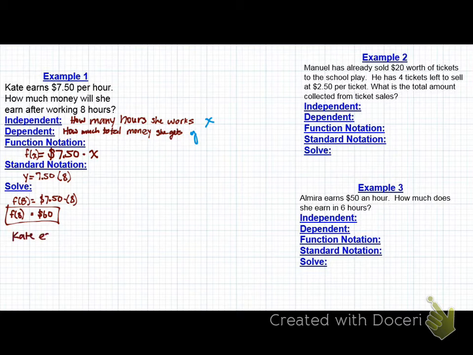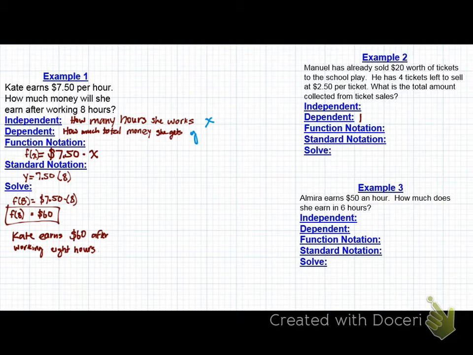Kate earns $60 after working 8 hours, okay? And that's it. Alright, so that's number 1. Number 2 now.